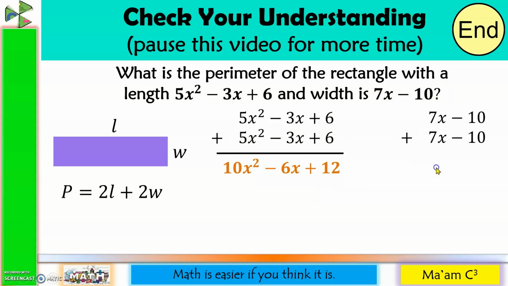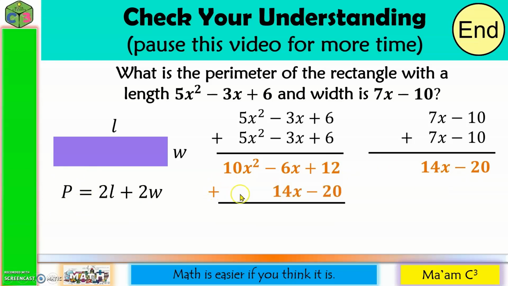Now, twice of the width. So that would be 7 plus 7, 14x. Negative 10 plus negative 10 is negative 20. To get the perimeter, we're going to add these two. So let us add 14x minus 20 here.